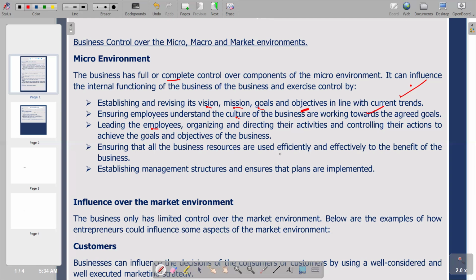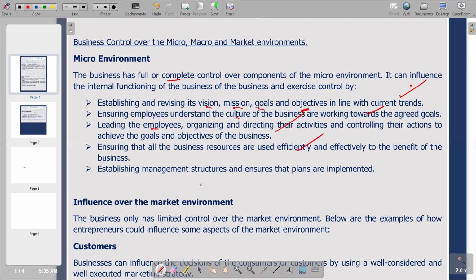The next point says ensuring that all the business resources are used efficiently and effectively, to the benefit of the business. So when we take into account all the resources in the business, the way the business can utilize those resources effectively and efficiently is how the business is controlling business resources as a component of the microenvironment.